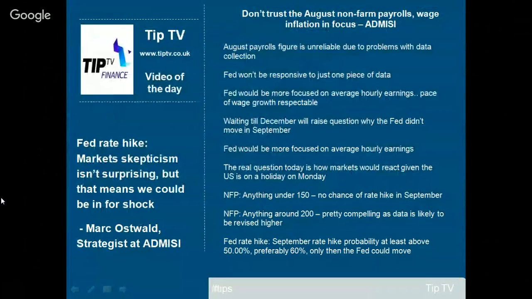Every month before the non-farm payrolls, there is so much speculation about what the number would be and how markets would react, whether 200K would be a good number, or whether 250K would be a good number, whether the dollar would rally or not, how would the Fed fund futures react. And so what we have done here is that we have included a video from Tip TV.